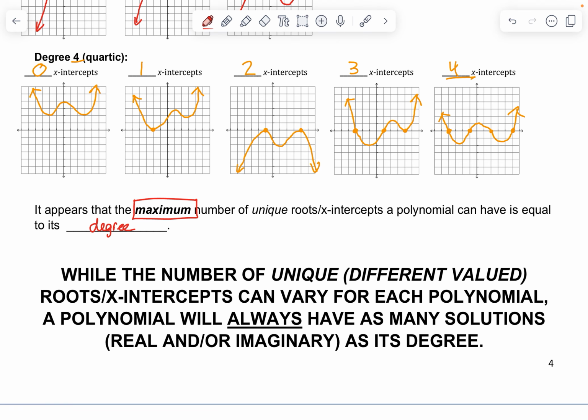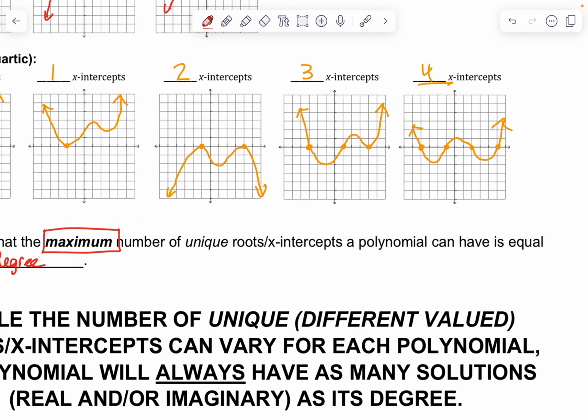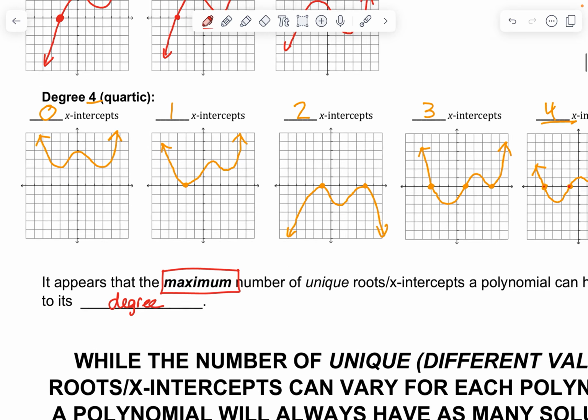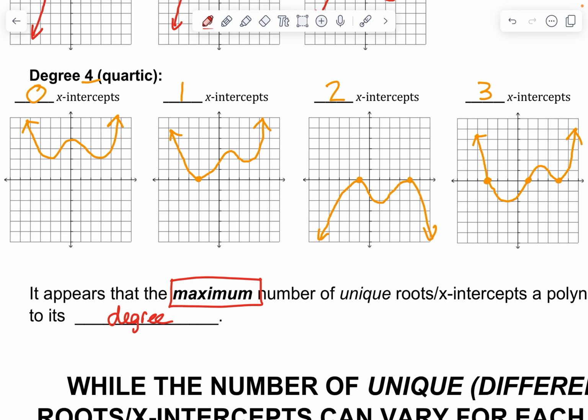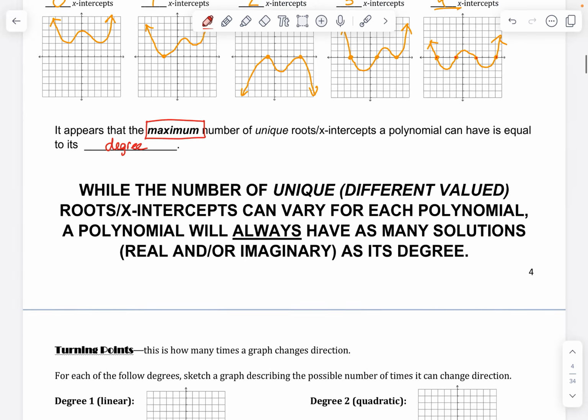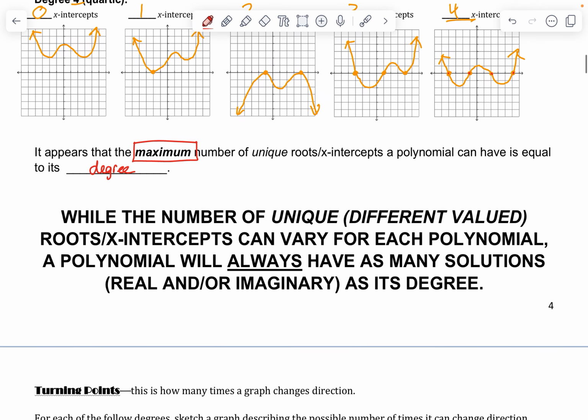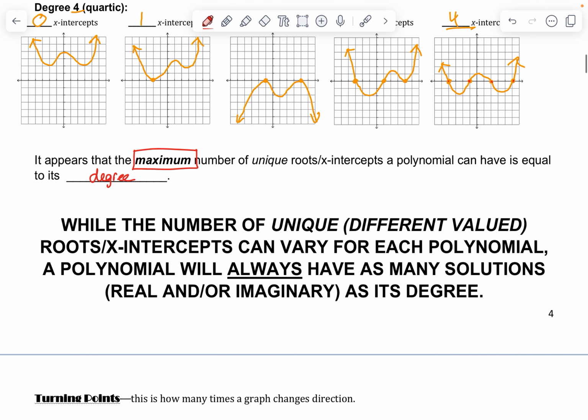Okay, so that word maximum is important because if you take a look, that's where the x-axis can hit 4 times. It's a degree of 4. But then I just showed you there's other graphs where it can only hit 3, 2, 1, 0. So the bottom part here is the number of unique roots. You can have double roots. You can have imaginary roots. So you will always have the number of roots equal to the degree, but the number of unique and different roots could be a little bit different.